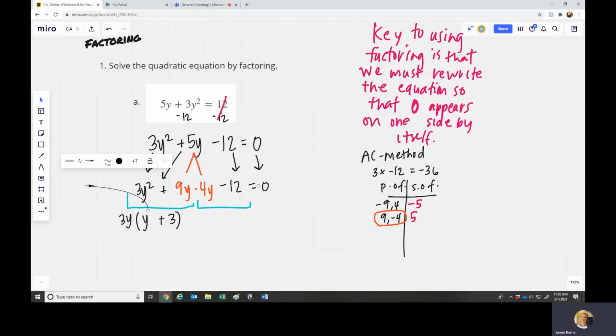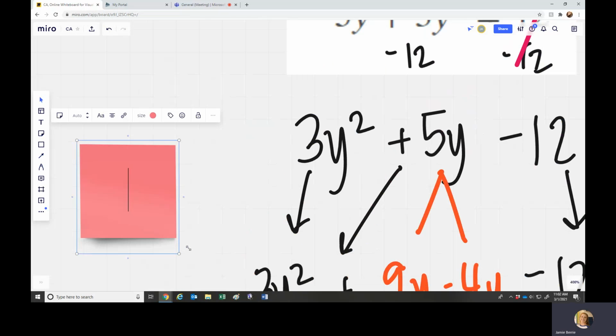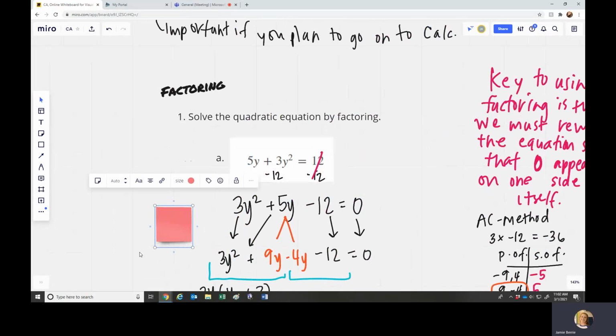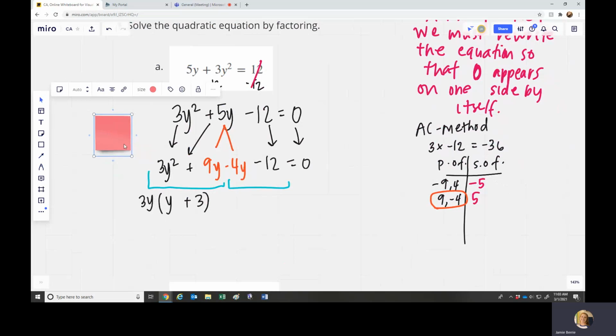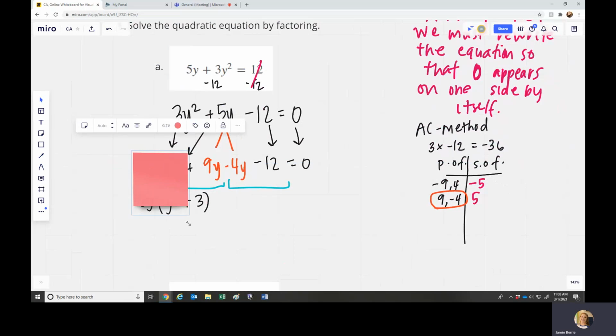Goodness gracious, I must have hit the wrong button. I don't know why that came up so small. There we go. Sorry if I'm making you guys sick with all the zooming in and zooming out.